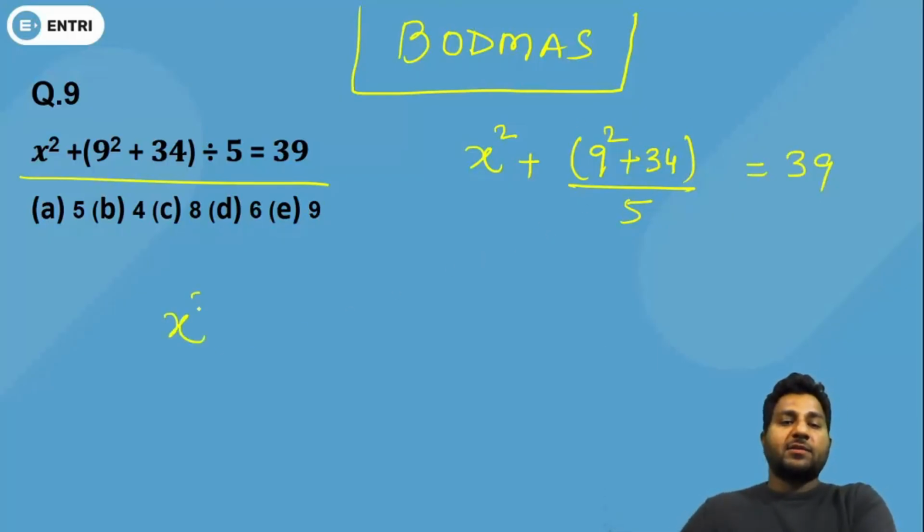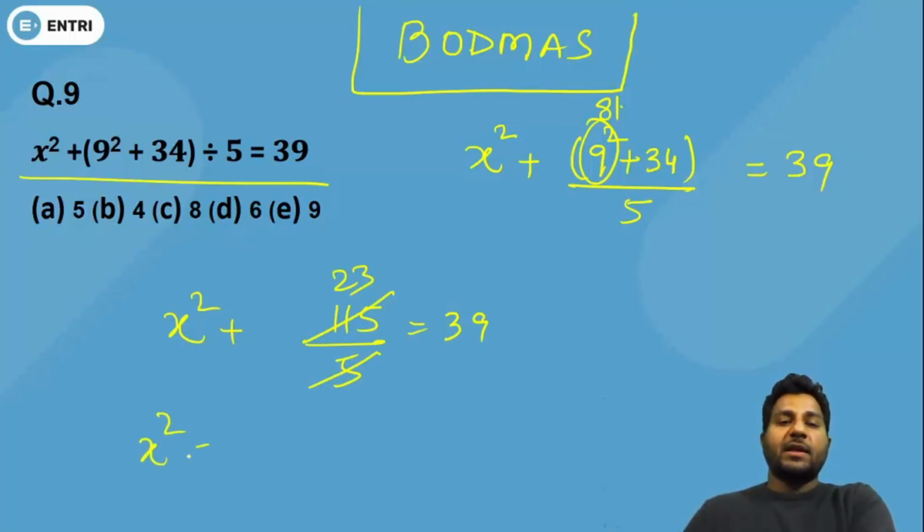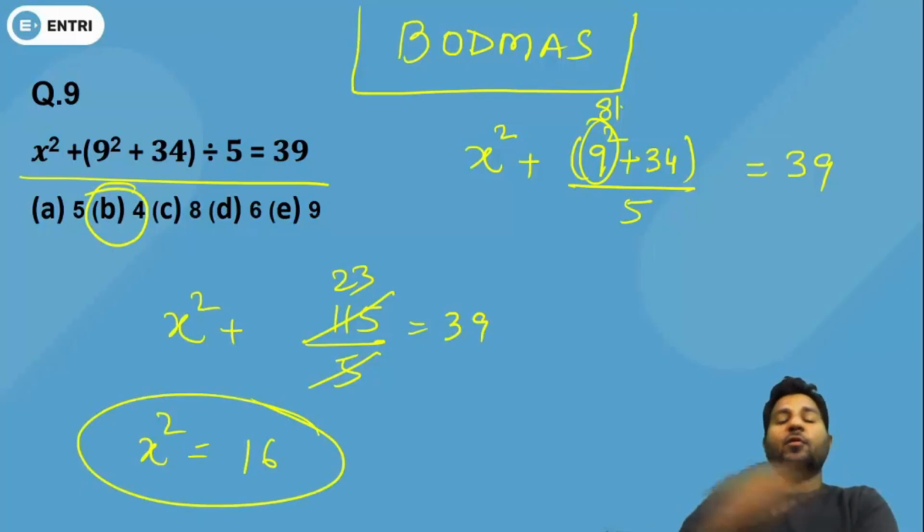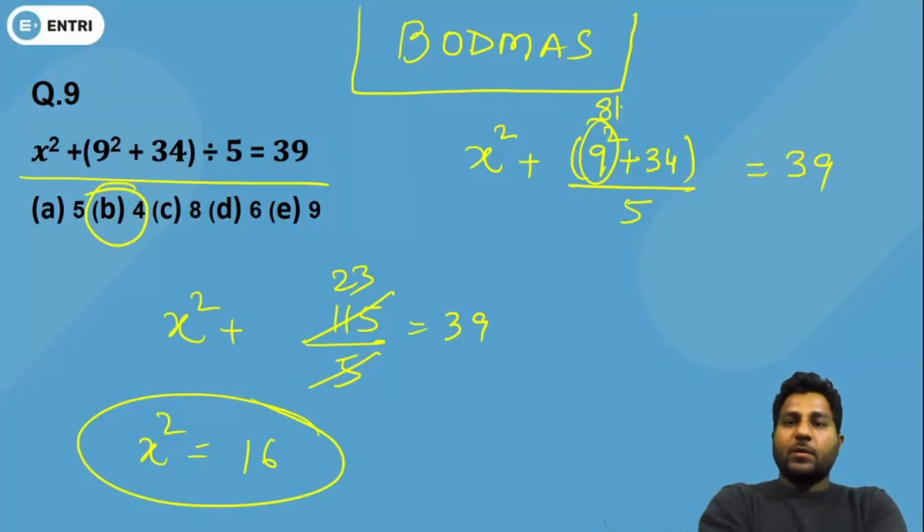Let's find out. x square plus 9 square: 9 square is 81, and the sum of 81 and 34 will become 505... I mean, x square plus 115, divided by 5, equals 39. So that makes 23. So x square equals 16. Now the value of x is 4. Figured out. Alright, so it was a simple question. You will most likely be getting the same kind of questions.